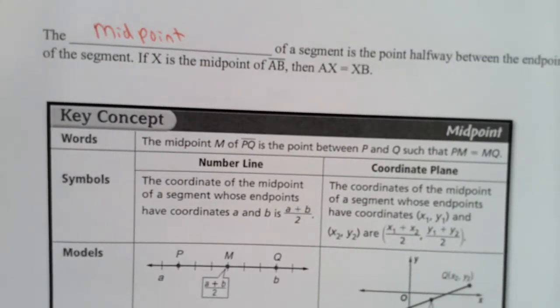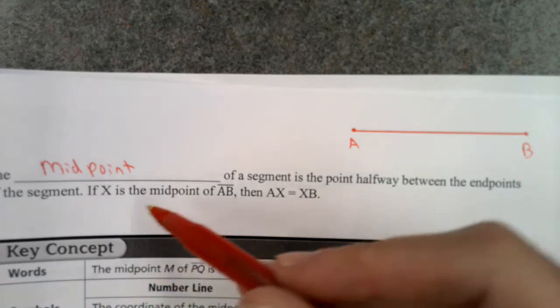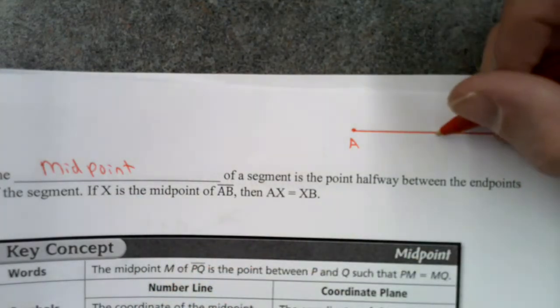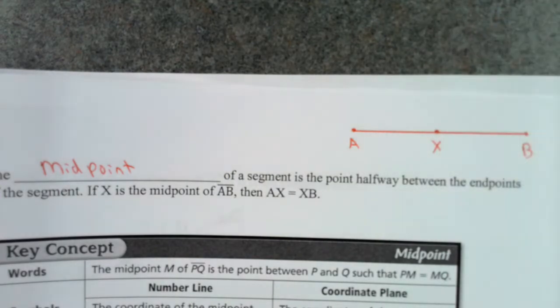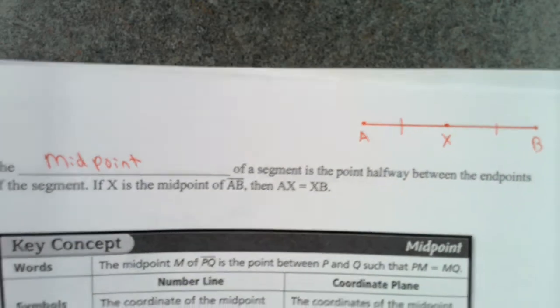Let me draw that really quick for you right here, to explain that. I drew segment AB right there. If X is the midpoint of that segment, so if X is exactly in the middle, then it means that this half equals this half. In other words, they're congruent. So AX equals XB. In other words, segment AX is congruent to segment XB.